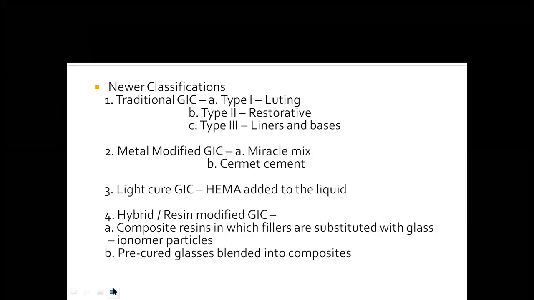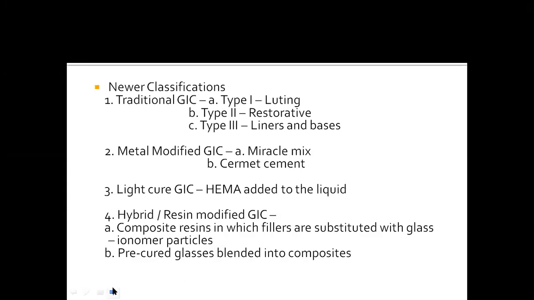Now there's a newer classification where you have traditional GIC, that's type 1, type 2, type 3, liners and base. Then you have metal modified, in which you have Miracle Mix and Cermet. Then you have light cured GIC, in which HEMA is added to the liquid. And then you have hybrid or resin modified GIC, like composite resins in which fillers are substituted with glass ionomer particles.